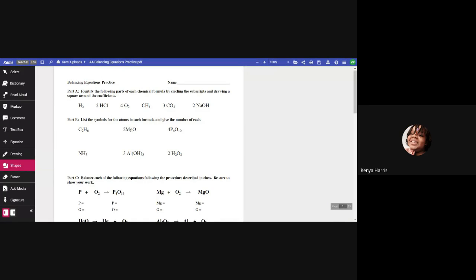So here we are going to be starting at the top where it says Part A. It says identify the following parts of the chemical reaction by circling the subscripts. So you're going to circle the subscripts and draw a square around the coefficients. Now, since you should have this loaded up in Cami, you need to have this loaded in Cami. Otherwise, it will not work and this will not make any sense to you.